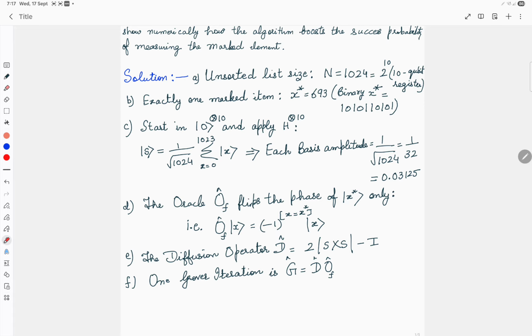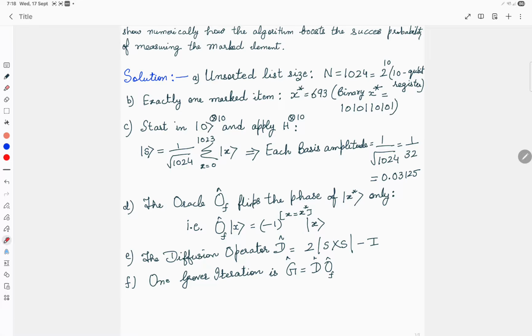The next stage for Grover's algorithm after the equal superposition is to apply the oracle. Oracle O will flip the phase of the marked element. This equation tells us that the oracle acting on the quantum state ket x gives -1 to the power f(x), where f(x) equals 1 when x is equal to x star, and this -1 will mark the x equal to x star state. This function will be equal to 1 only for the marked state.